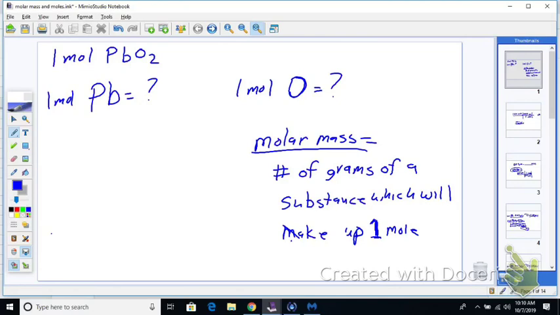Okay, go ahead and find the molar mass of this one. 1 mole of AlCl3.